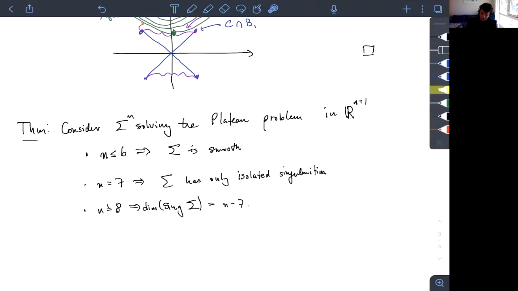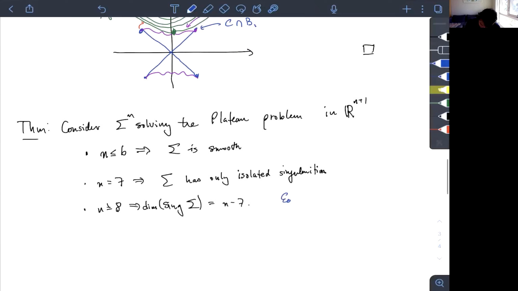You can imagine, if you have a cone, you can take a cylinder over the cone. So you can take the product with R, and this will also solve the Plateau problem in an appropriate sense. And so you see now that an isolated singularity, if you go one more dimension up, becomes a line of singularities. And so in this dimension, the singular set becomes very complicated. And as you go on, the structure of the singular set is not very well understood.